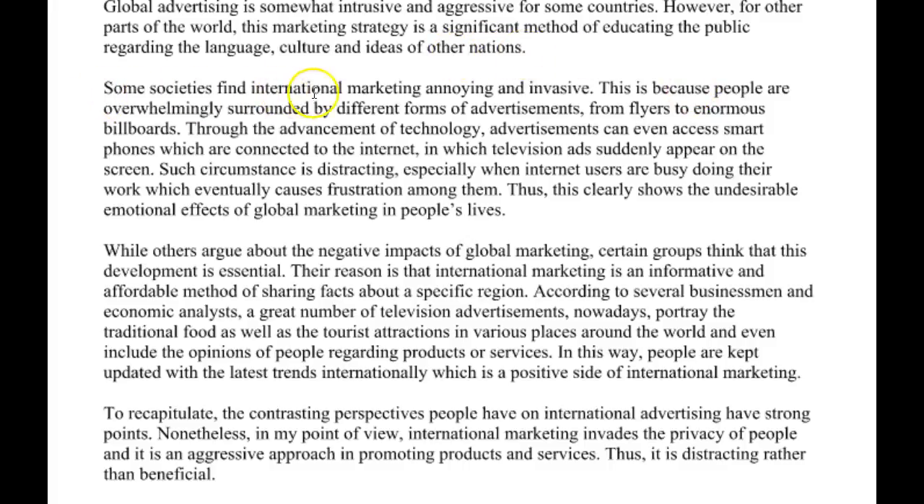Some societies find international marketing annoying and invasive. This is because people are overwhelmingly surrounded by different forms of advertisements. I would say a variety of advertisements, or a myriad of advertisements.